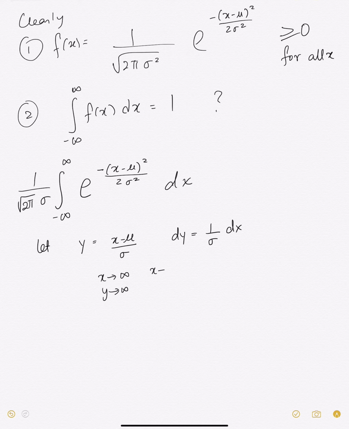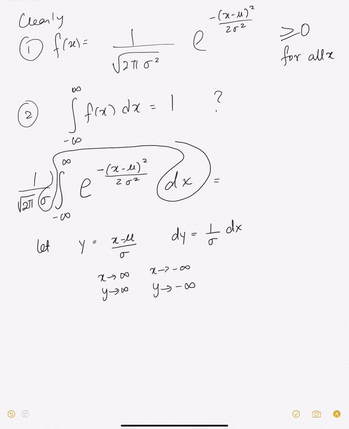And as x goes to negative infinity, y will go to negative infinity. Okay? So doing this change of variables, what do you have? This integral will change into, so this part, 1 over sigma dx turns into a dy. So you have 1 over square root 2 pi. That together turns into a dy.